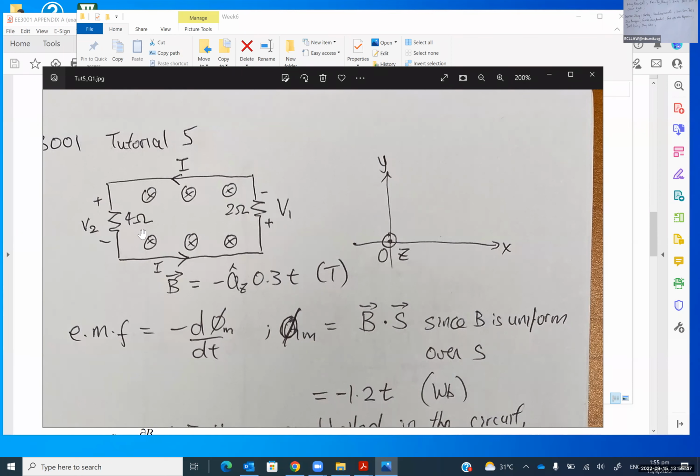Okay, what if I change this 4 ohm resistor into an inductor of 1 millihenry? Please discuss those on the internet. There are a number of you there. I would like to see some response, some participation. If we replace the 4 ohm resistor with an inductor of 1 millihenry, what will be V2? What will be V1?